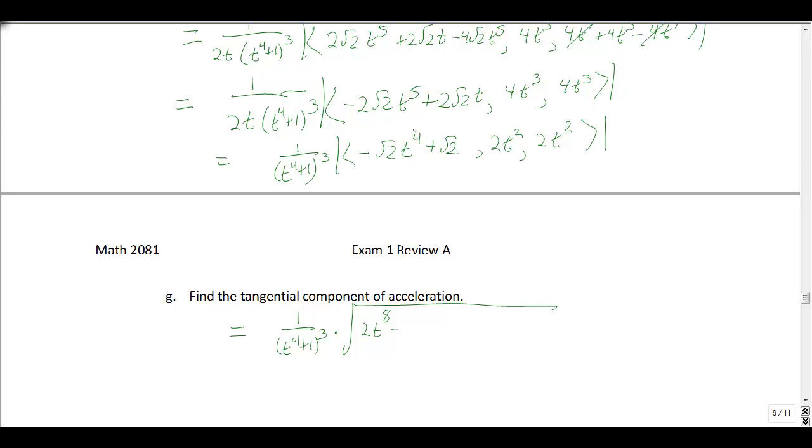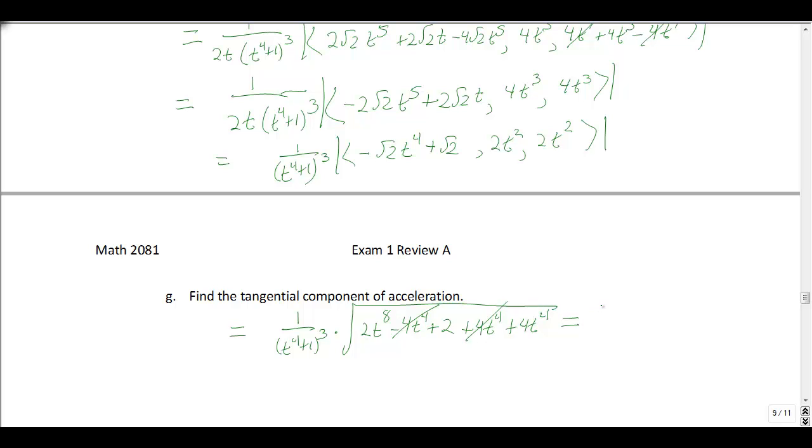So I still square the negative square root of 2 t to the 4th. That's 2t to the 8th. When I take square root of 2 times square root of 2, that's 2. So I'll get a minus 4t to the 4th plus just 2 when I square the square root of 2. And then I get a plus 4t to the 4th when I square the y component, plus another 4t to the 4th when I square the z. Note here, these 4t to the 4th will cancel.